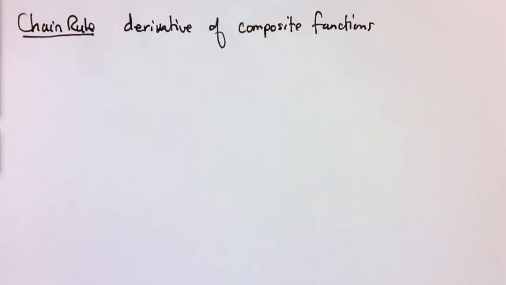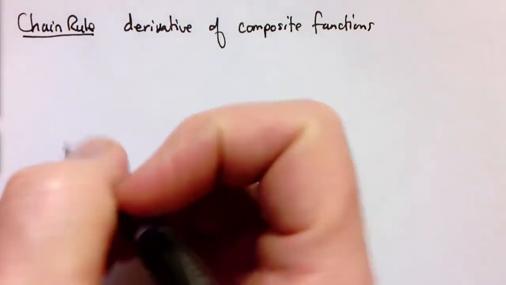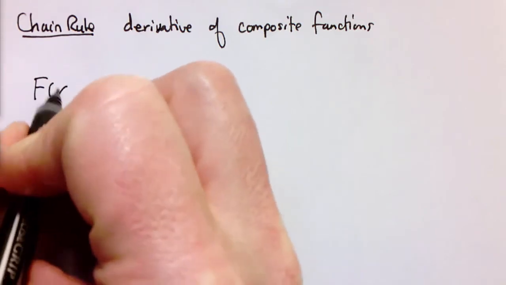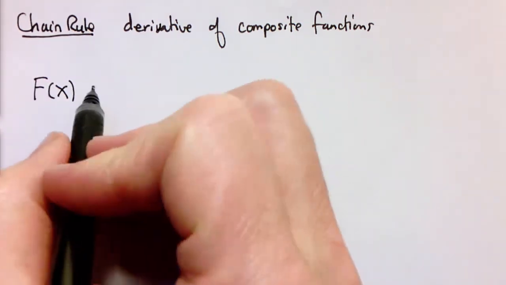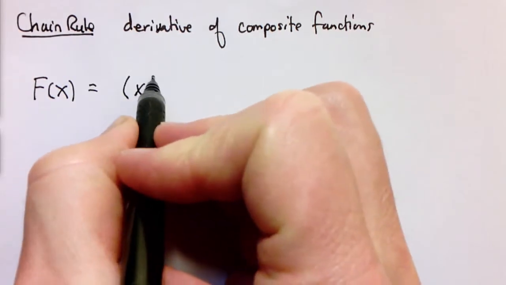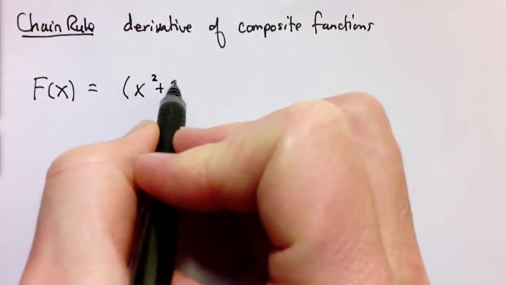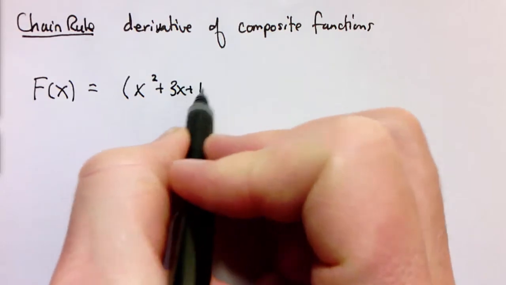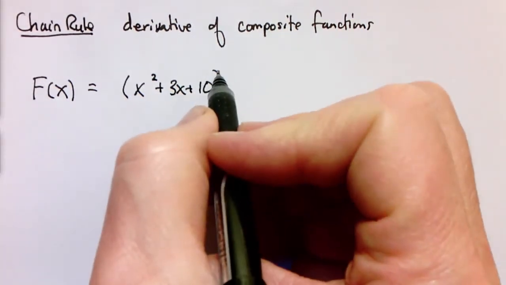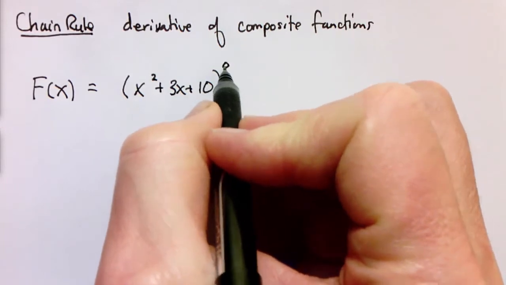The chain rule provides us a way to find the derivative of composite functions. A composite function would be a function... composite is another way to say nested functions. So for instance, that's a quadratic polynomial function, and then I'm going to take it to the 8th power.